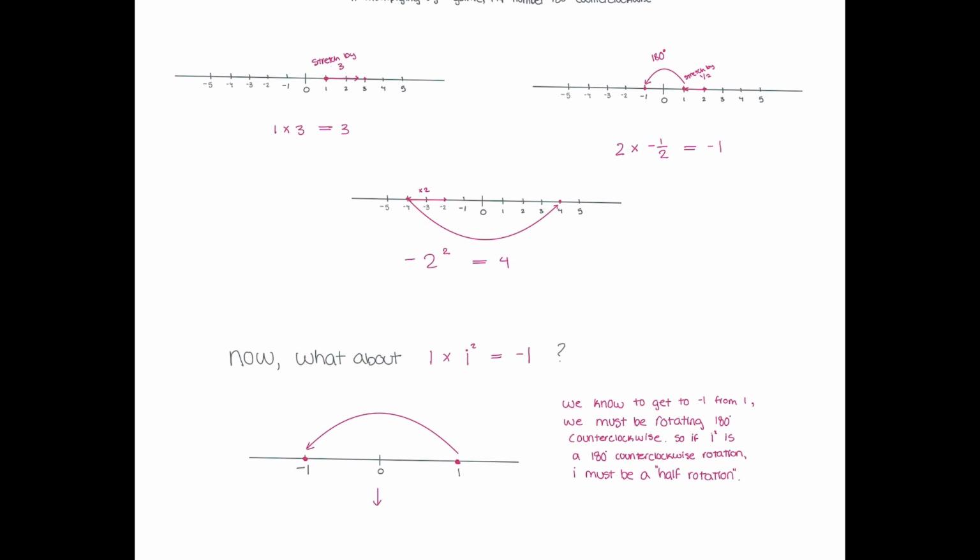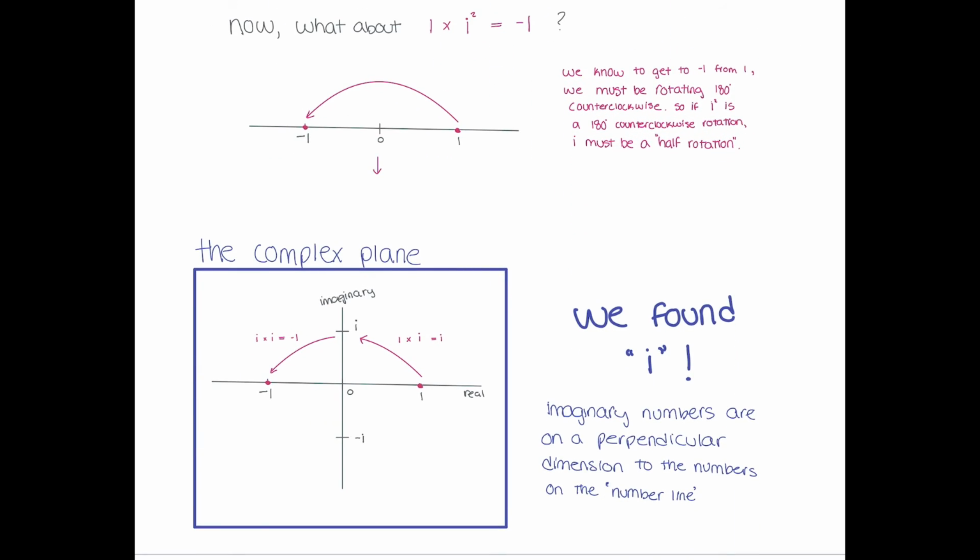So here's the really interesting part. We know if we want to get from negative 1 to 1 or 1 to negative 1, we must be rotating 180 degrees counterclockwise. So if i squared is a 180 degree rotation counterclockwise, that means i must be half of that rotation. Therefore, i must be a 90 degree counterclockwise rotation. Here is the big takeaway from this video. Imaginary numbers are on a perpendicular dimension to the numbers we are used to on the number line.